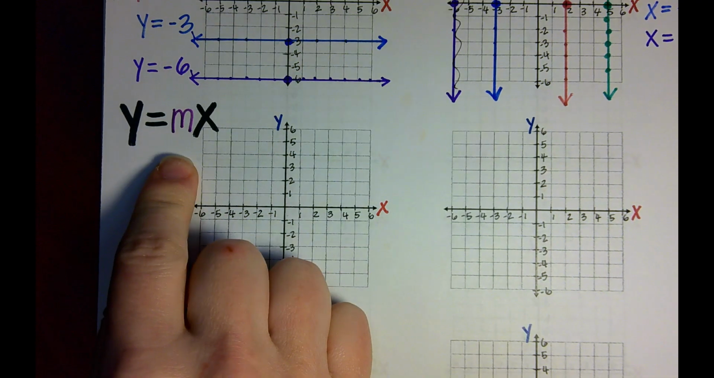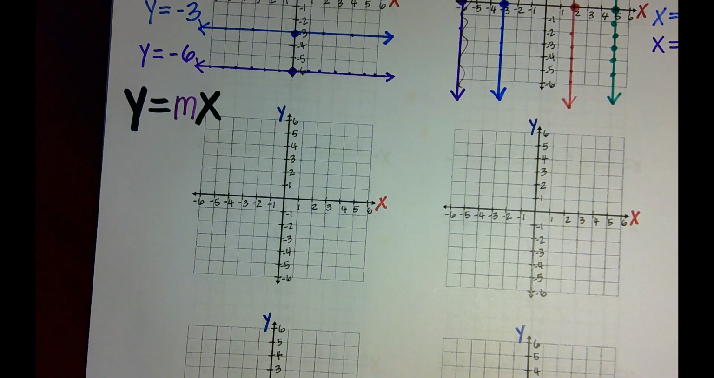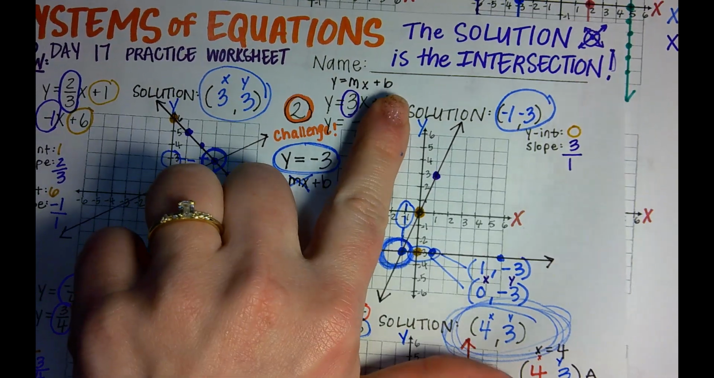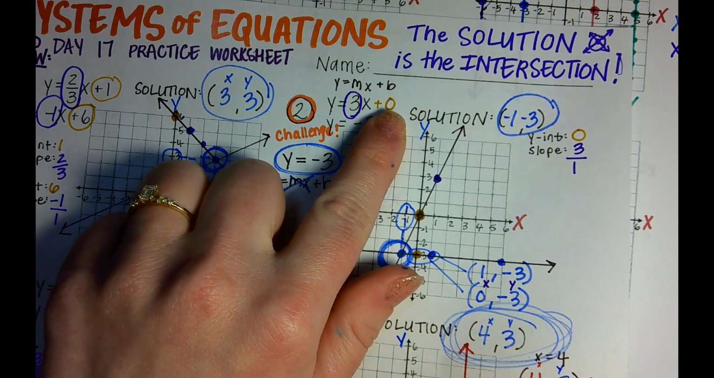So in this case, we don't have a b. We don't have a y-intercept. That's a lot like the problem we did on number 2 on our do now. We had y equals 3x, and we added plus 0 because if there's no b, then our b must be 0.